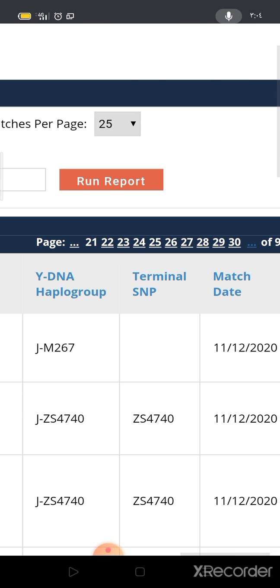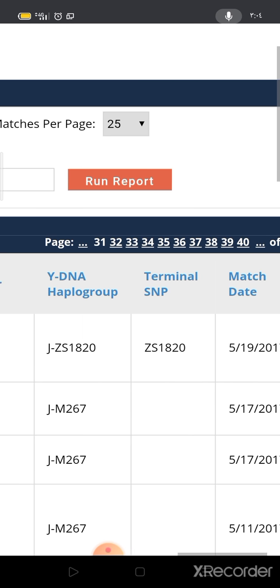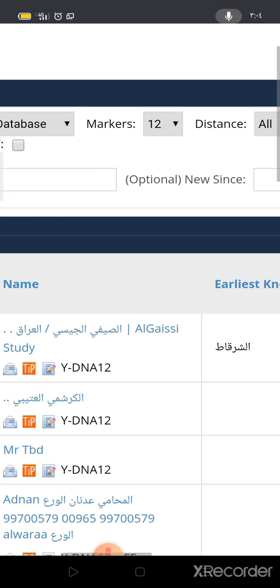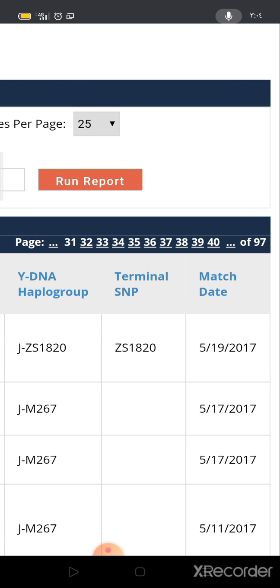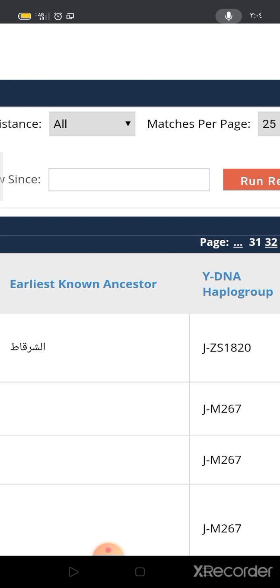31. Still the genetic distance is 0. So plenty of people are sharing the same ancestry, the same paternal line, on this level of 12 markers, maybe about 3,000 years ago or more.